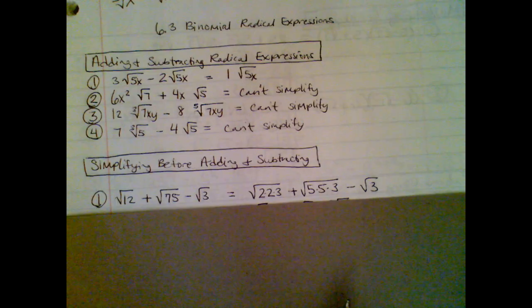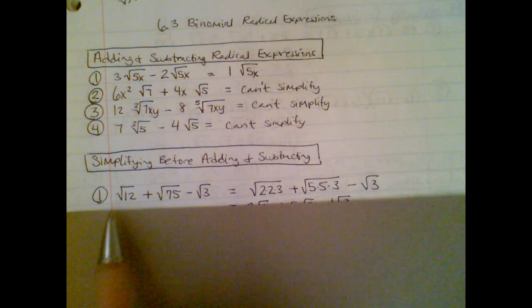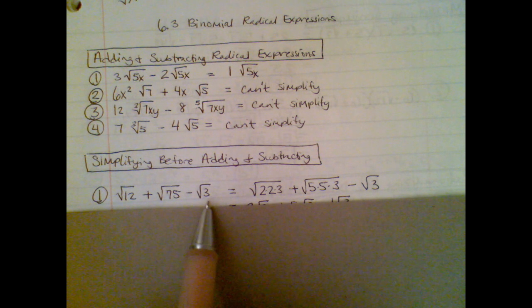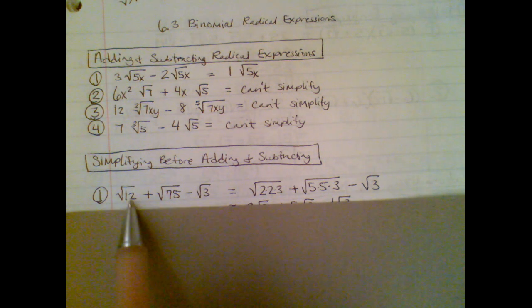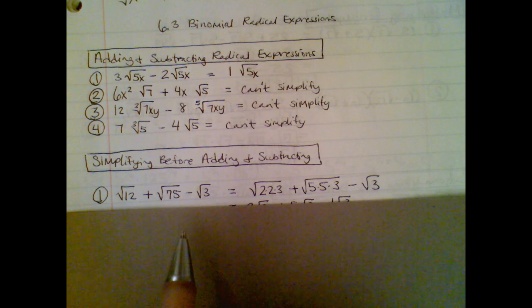Alrighty, let's take a look at more that we can actually go ahead and simplify. So each of these, notice, square root of 12 plus square root of 75 minus the square root of 3. They're all square roots, so that's good, but what's underneath is all different. So right from the start, we cannot just add them together. But notice this square root of 12, we can do a factor tree and simplify that. So let's go ahead and simplify these and then see if they're like terms.